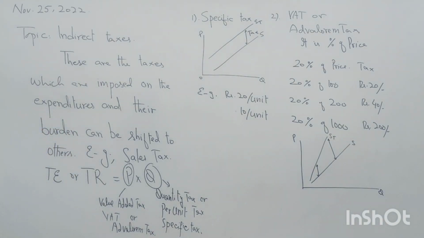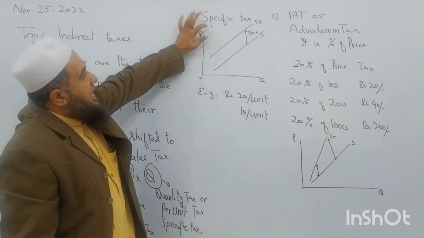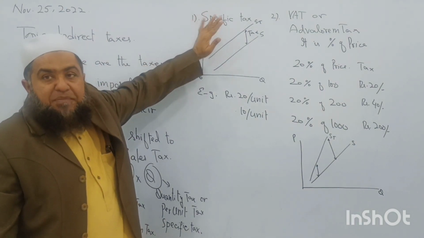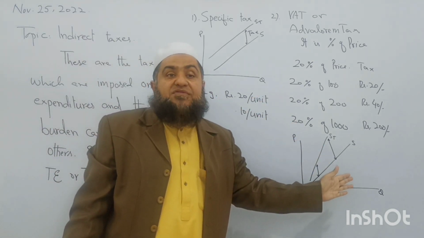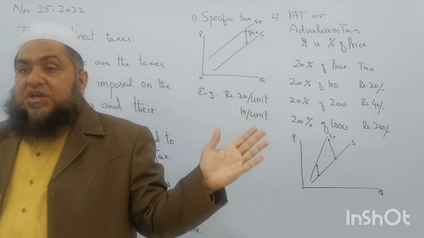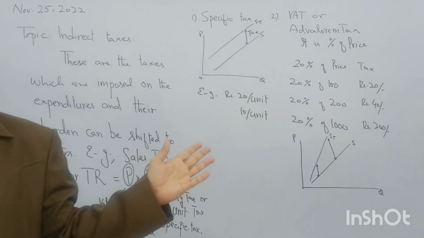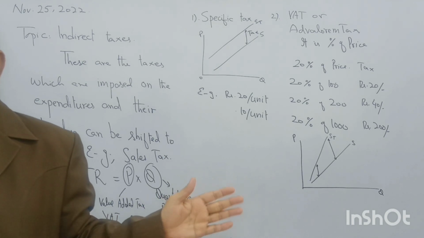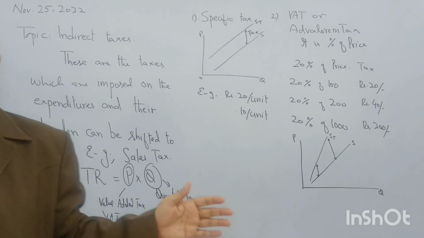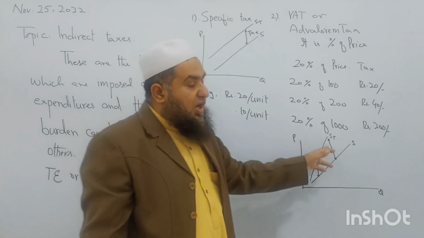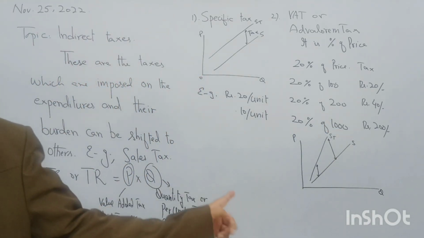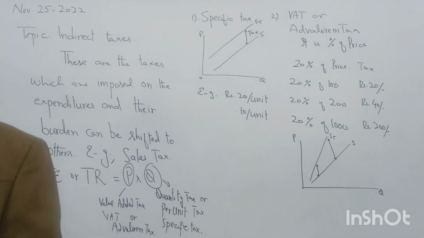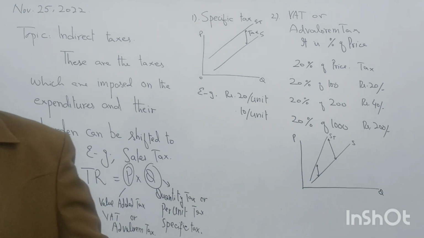The gap between these two supplies is again the amount of the tax, but the difference is that in case of specific tax, we have a parallel leftward shift, and in case of value added tax, we have a non-parallel leftward shift. As the price is lower, the amount of tax paid is less, and as the price is increasing, the amount of tax paid will also increase, because this tax is a percentage of price. Anything else you did not understand?